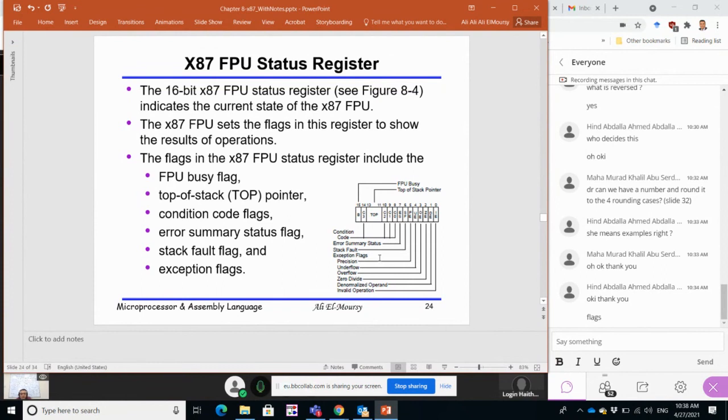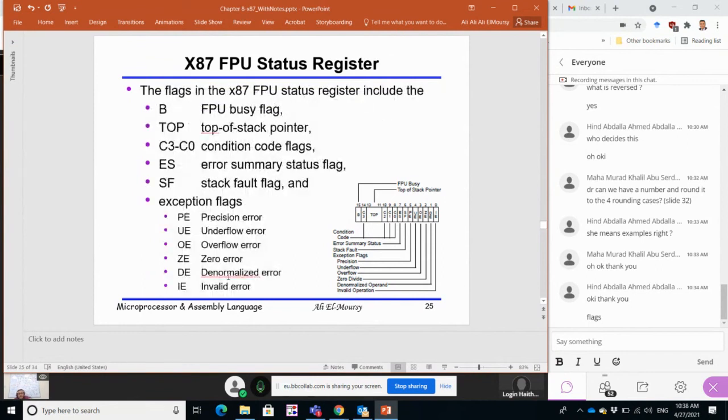Okay, we have the floating point busy flag, the top of stack (TOP) that we talked about, which are the 3 bits for where the stack top is actually pointing, which are the bits from 11 till 13. Okay, conditional code flags, I have 4 conditional code flags: C0, C1, C2 and C3. They are occupying the bits 8, 9, 10 and 14. Okay, I have the error summary status flag, the stack fault flag, and the exception flags.